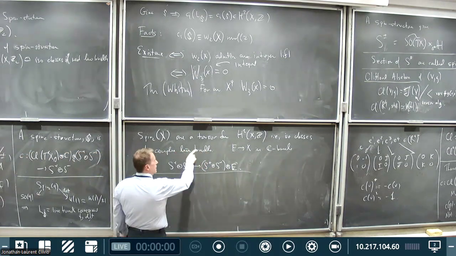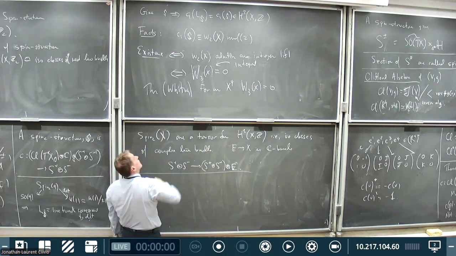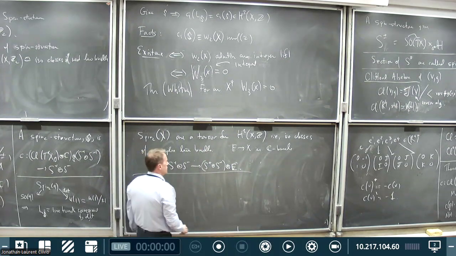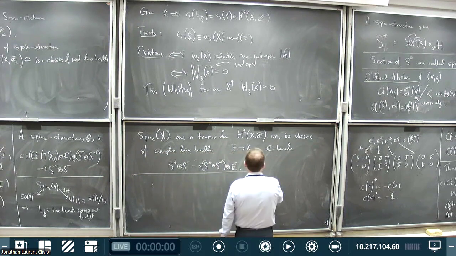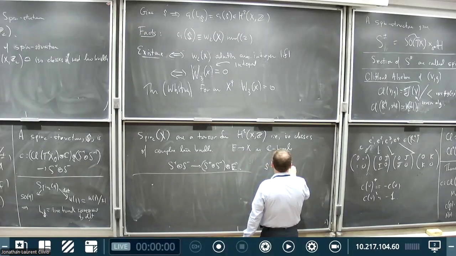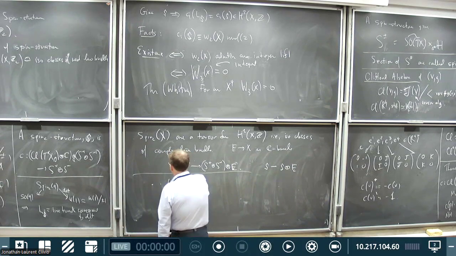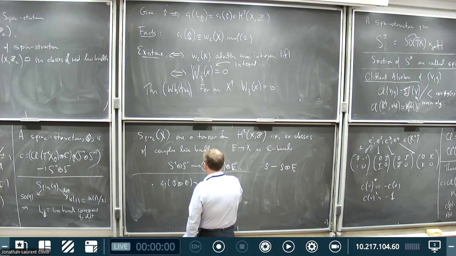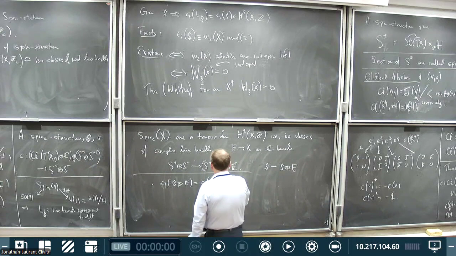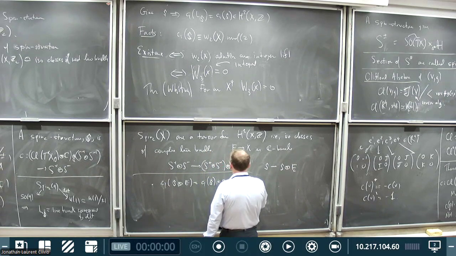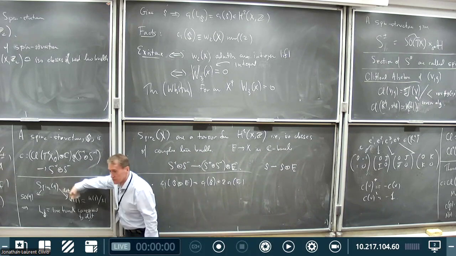And it's important to think about how C1 behaves. So I'm going to denote this: S goes to S tensor E, and C1 of S tensor E is equal to C1 of the original S plus twice C1 of E. The twice is related to the determinant homomorphism.